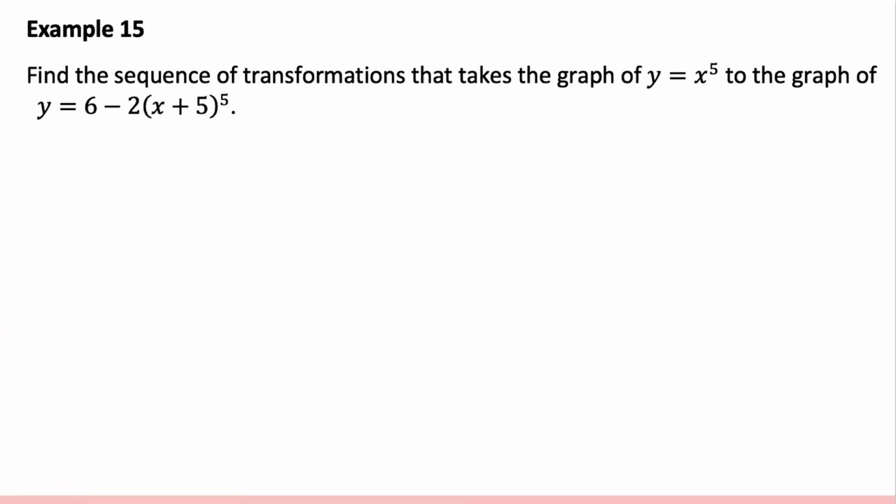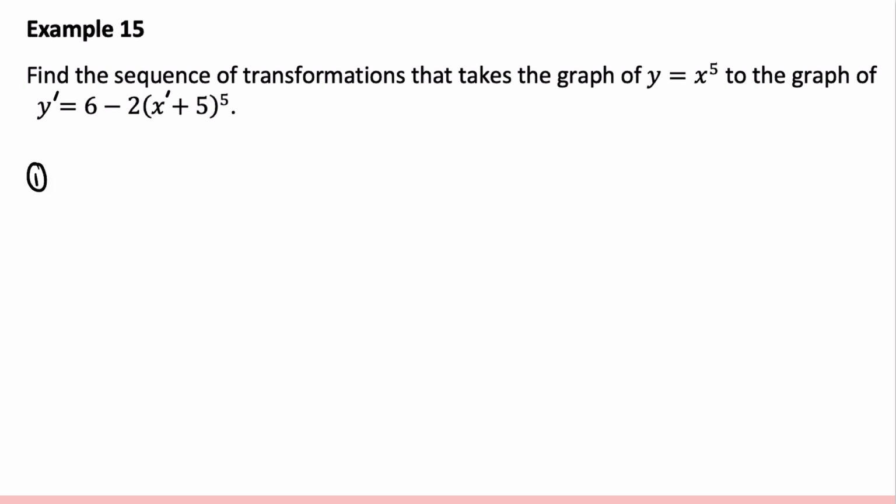So example 15 says find the sequence of transformations that takes the graph of y equals x to the 5 to y equals 6 minus 2 (x plus 5) all to the power of 5. Now you'll notice this is exactly the same as everything we've already been doing. I guess it's specifically in this exercise because it's about powers, so we're talking about the power of 5, but really it's all the same as always. So whatever we start doing, remember with our new function, we just put in the dashes so we know that is the transformed function. And then we can go through our steps.